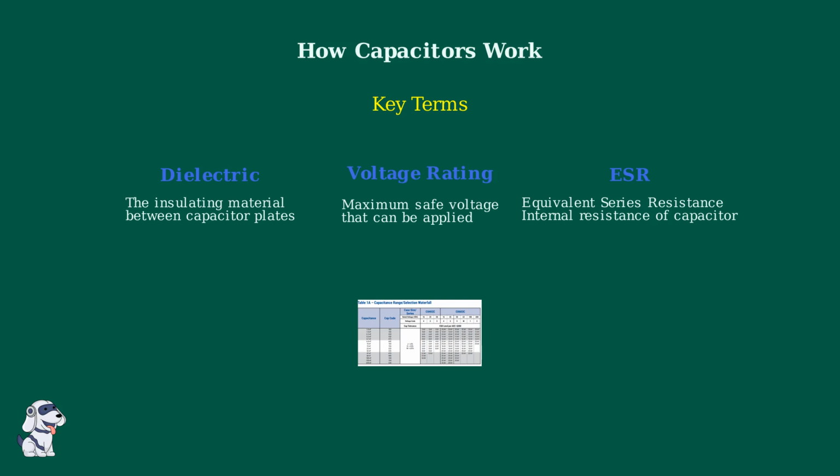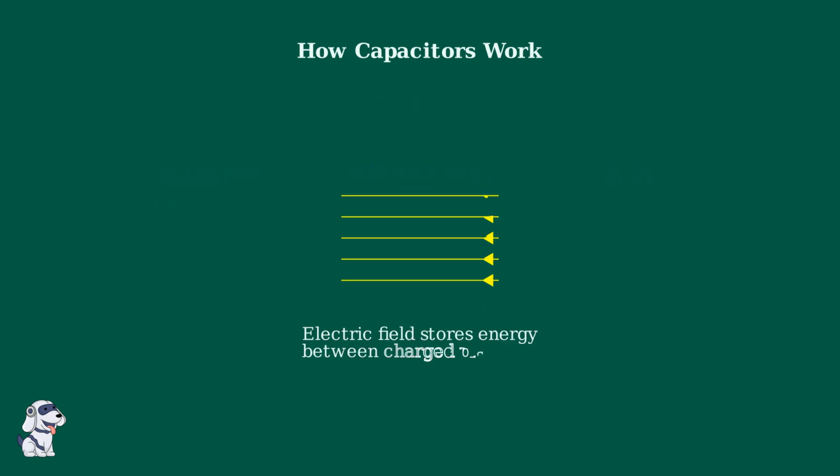This specification table shows how different capacitor values relate to voltage ratings and other important parameters. These specifications help engineers select the right capacitor for their applications. The electric field created between the charged plates is where the capacitor stores its energy. This field is maintained by the dielectric, allowing the capacitor to hold charge until it's needed in the circuit.